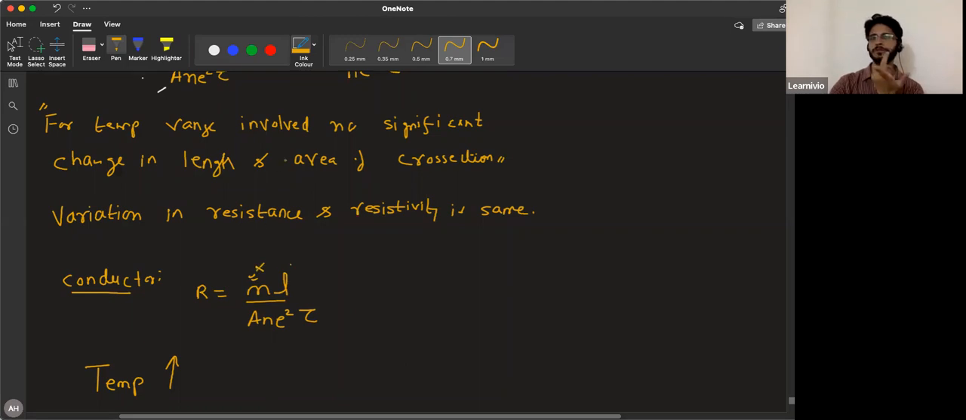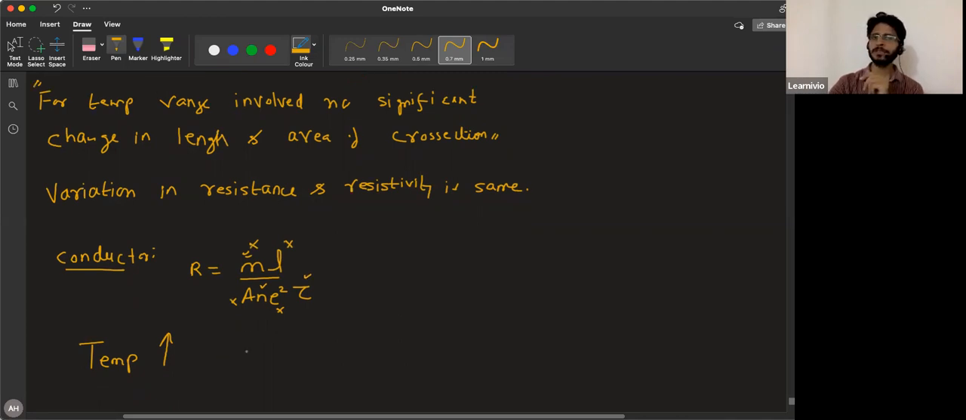No, no. We are taking only that temperature range where length will not change. What about area? Also no, it will not change. E, electronic charge? No. So there will be only n and tau. When you increase temperature, the number density will not change. It will remain constant, because conductors have trillions of free electrons.